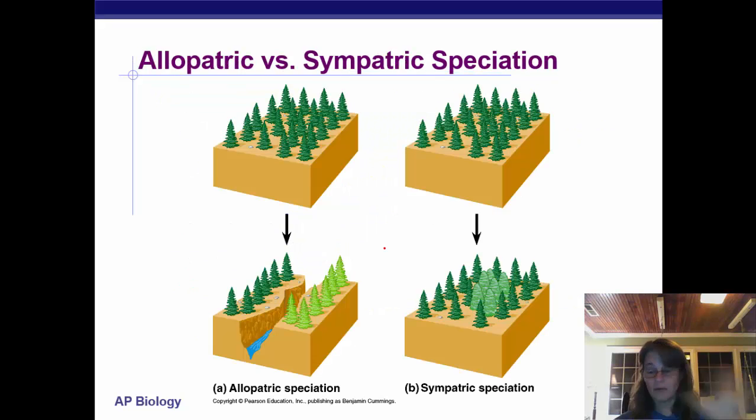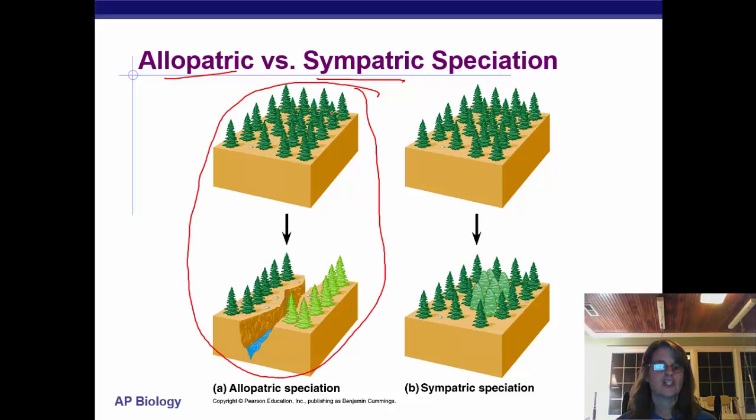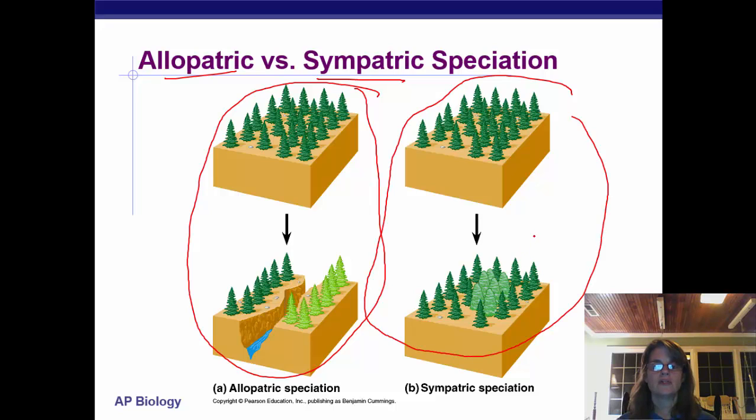So a real great summary image is this one. Allopatric versus sympatric. This side is allopatric, where you see the geographic barrier is preventing the trees from pollinating one another. Over here, what we see is sympatric speciation, where the new species just pops up right within the parent species, but because of genetic abnormalities, it can't breed back with the parent species.